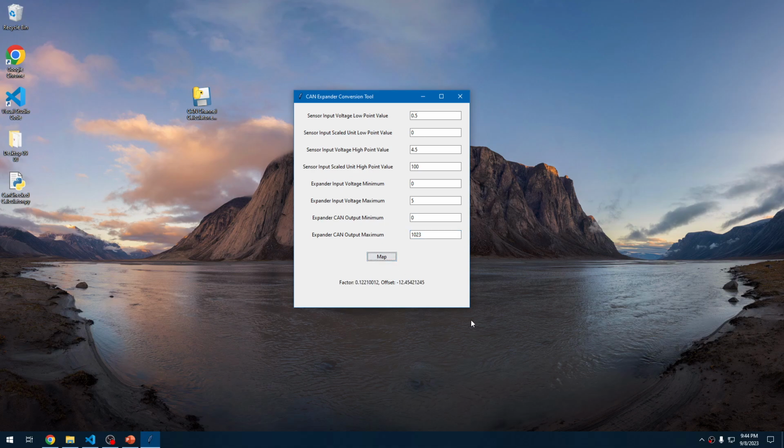It is here. So our factor is 0.122100012. I have it cut and basically rounded to the eighth decimal place. But essentially, it's 0.122100012 PSI, as they call it, per bit. And the offset is -12.454212245 PSI. So if we had a value of 0, we would get this -12.454 number if that was presented on the CAN bus network, and then it would go up by 0.12 all the way up to essentially 100 PSI.